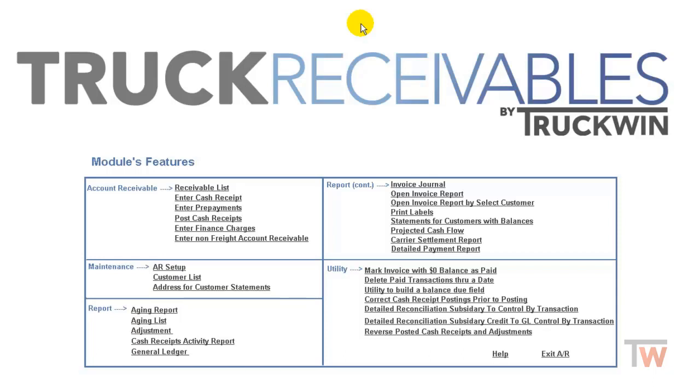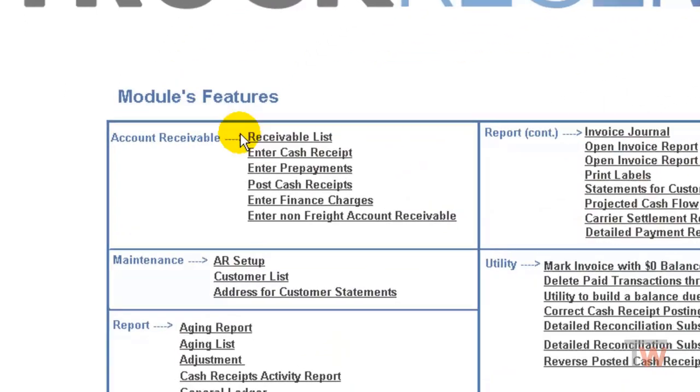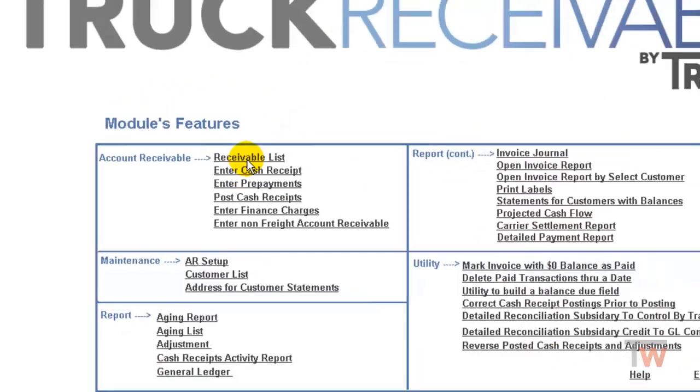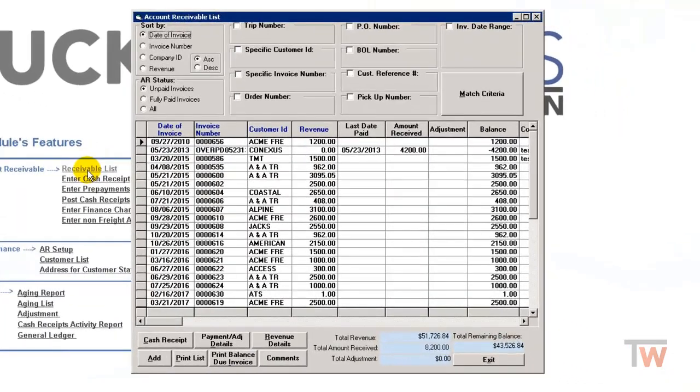I'm going to walk you through the steps of processing a cash receipt to an invoice in Accounts Receivable. You'll want to start out at your receivable list. This is going to be a list of all the invoices that are owed to you. You can see your balances and stuff down below.